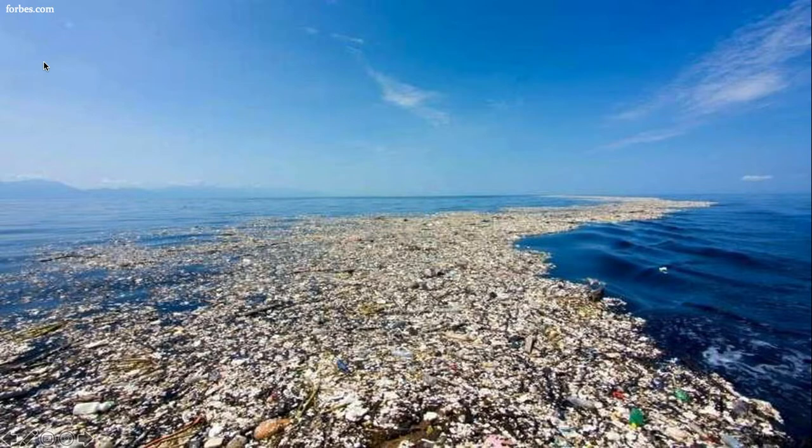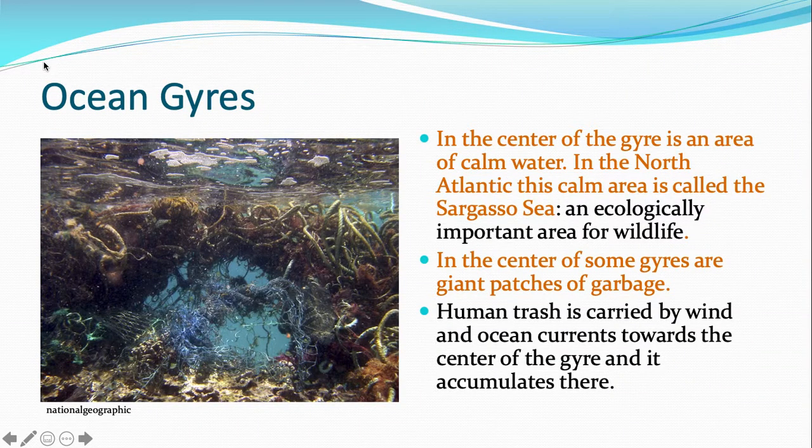Here's a bunch of garbage. In the center of the gyre is an area of calm water. In the North Atlantic, this calm area is called the Sargasso Sea. The Sargasso Sea is an ecologically important area for wildlife. But at the center of some gyres are giant patches of garbage. Human trash is carried by wind and ocean currents towards the center of the gyre, and it accumulates there.